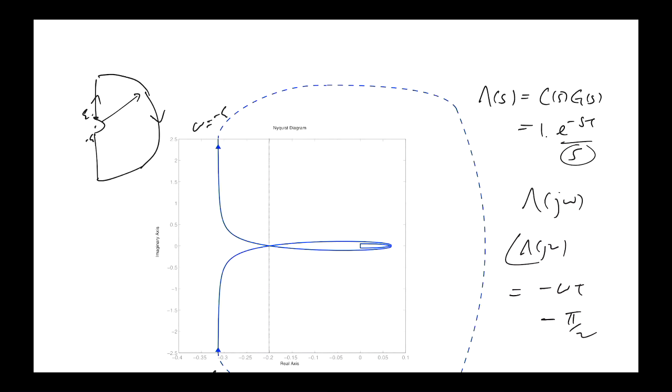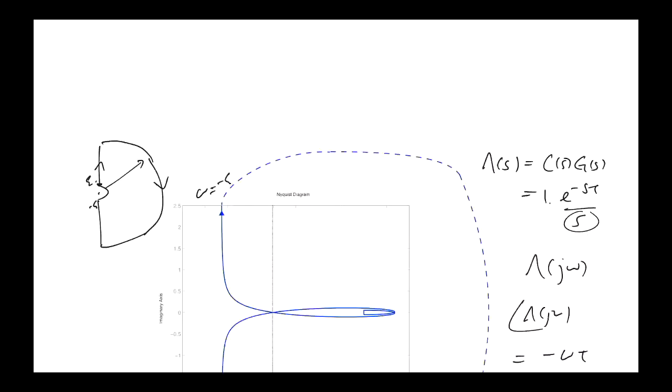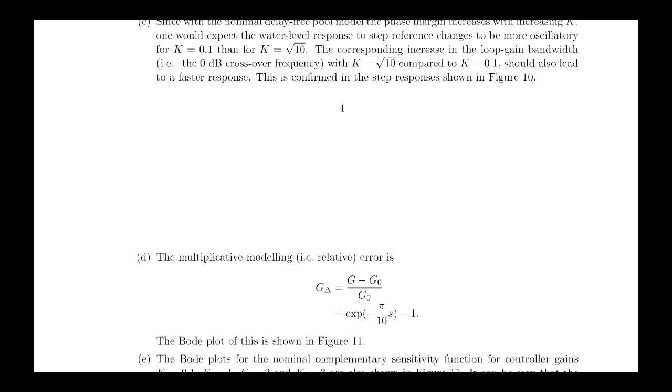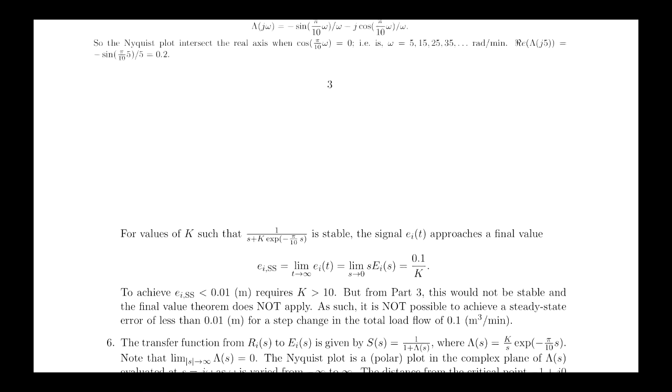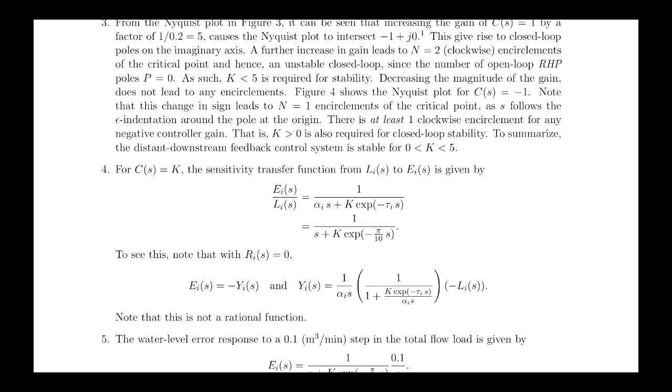So that's 3. Question 4 is about constant gain controller K, which is what we're looking at. Determine the sensitivity transfer function. Well, that's just algebra, right? So let's just look at the algebra. It's asking for the sensitivity transfer function that relates the input disturbance to the error. Okay, and so it's just algebra from the block diagram.